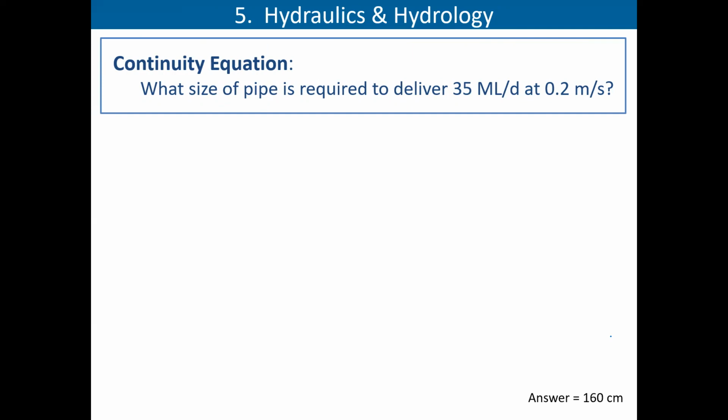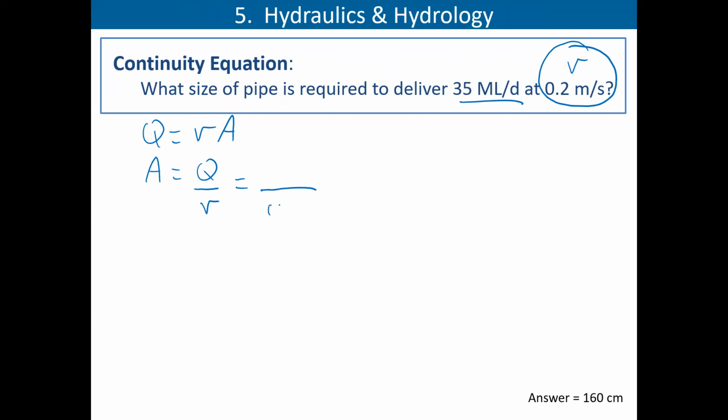So first, the continuity equation. We already have our Q, right? So we're going to take our equation and flip it around. What we need to do is find the size of the pipe, so we need Q over V, like that. And we already have V. V is right here. I'm going to circle that rather than rewrite it, and punch that in right here.